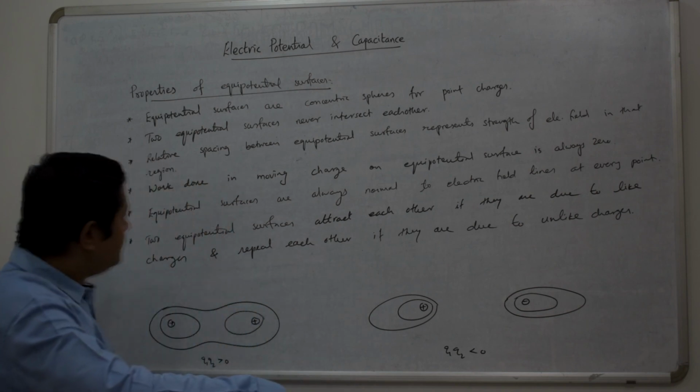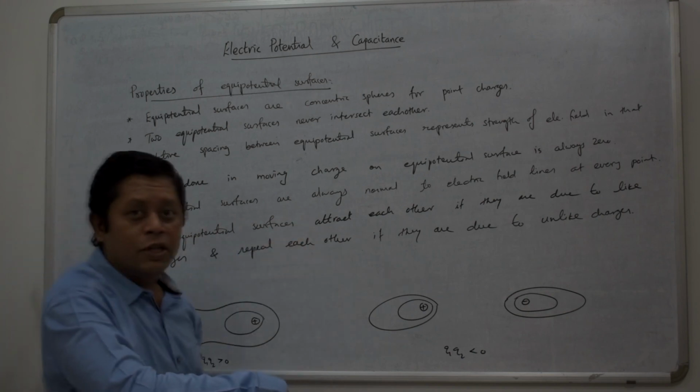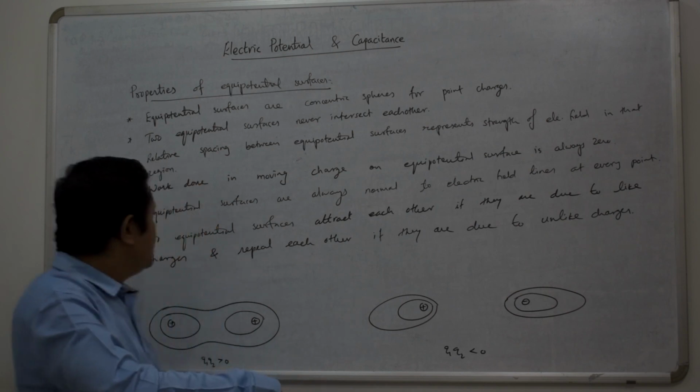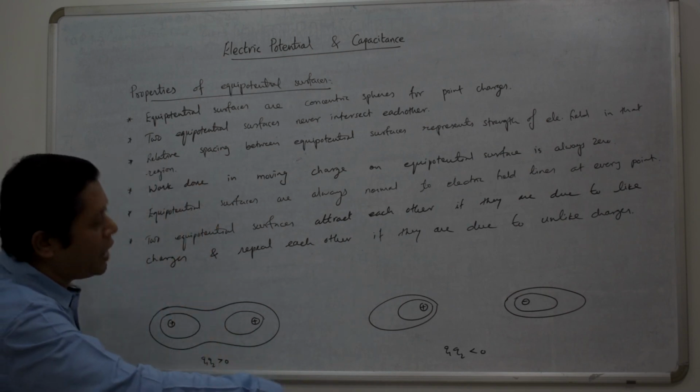Or we can say that electric field lines are always normal to the equipotential surface at every point. So these are the various properties of equipotential surfaces.